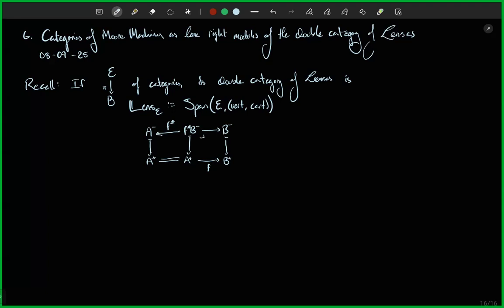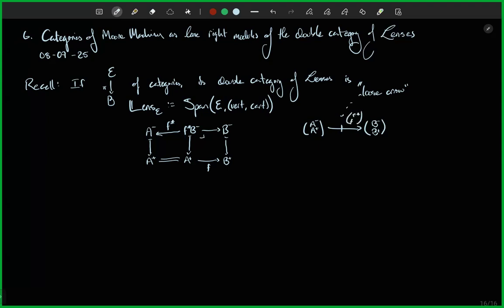So that is an example of a span. It goes from A minus over A plus, and we write it with left and right arrows, or in the double category notation we would write it as an arrow that's broken in the middle. So this is called a loose arrow in our double category. And it goes to this pair over here. We see it's a pair with F sharp, but it's actually a span.